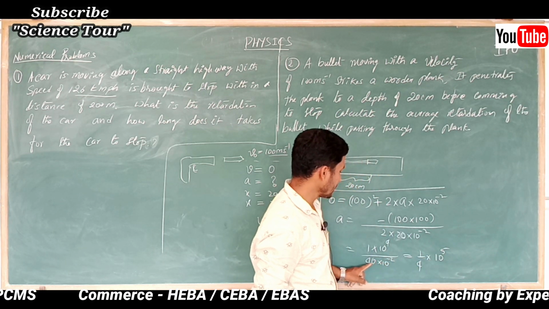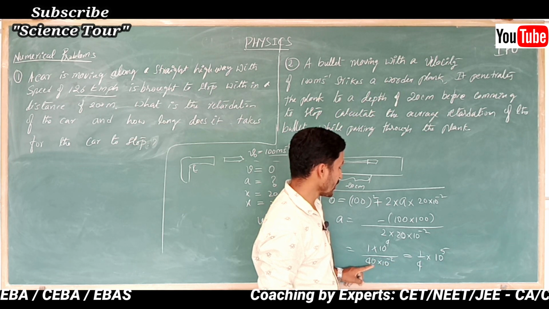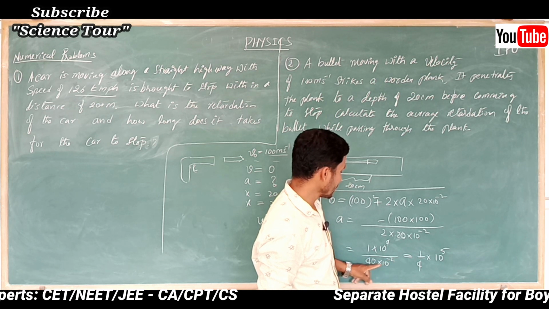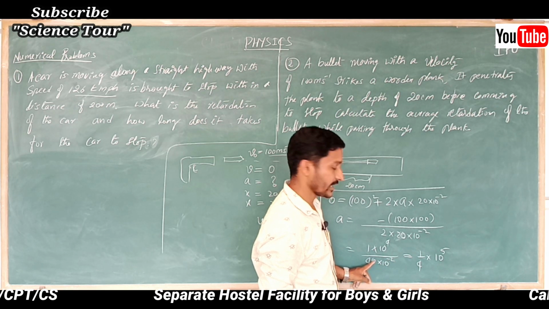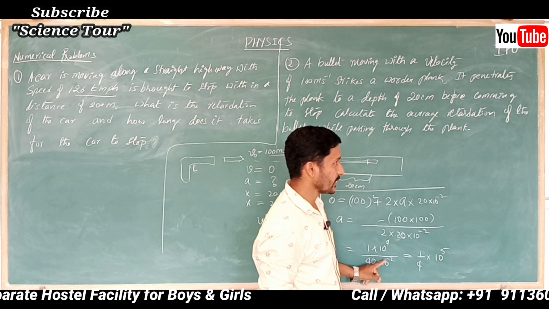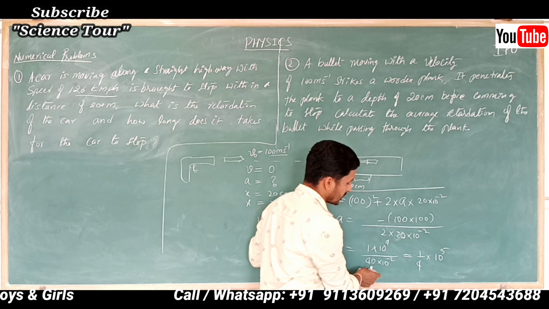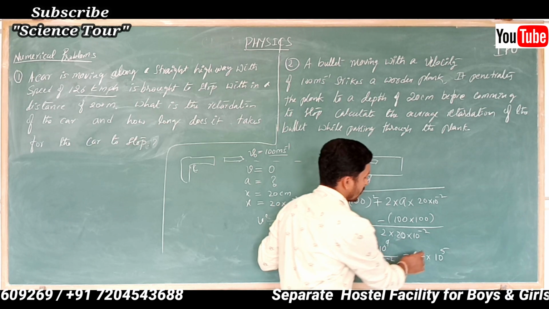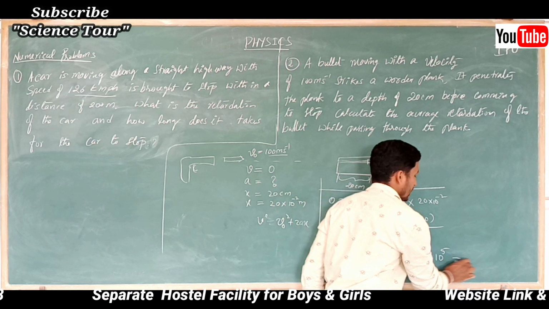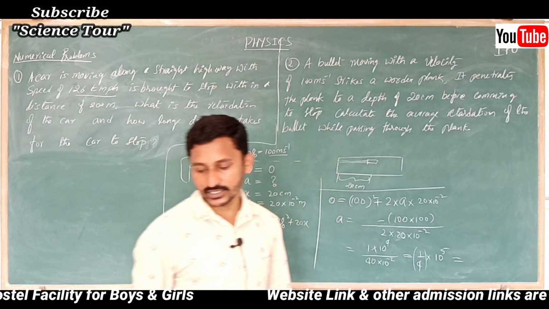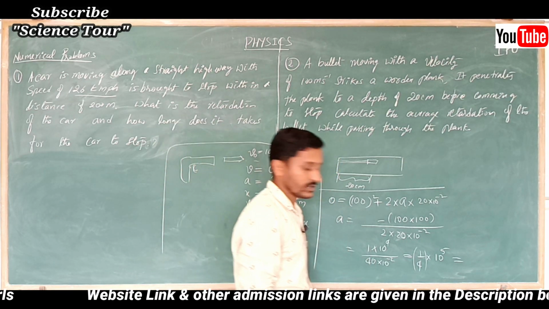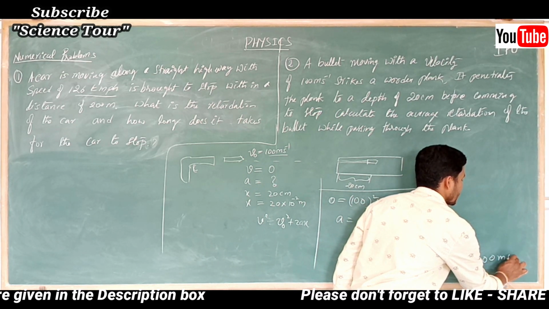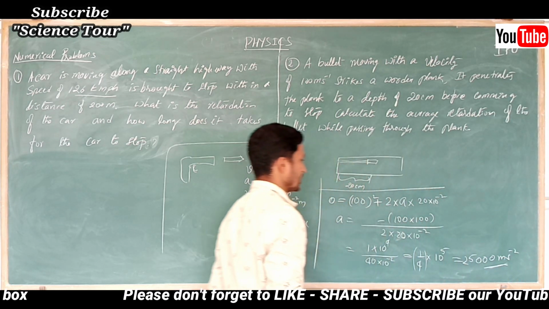Because 10 to the power minus 2 means 40 divided by 100, which is 0.4. Or you can write minus 1 goes here: 40 into 10 to the power minus 1 becomes 4. So minus 1 remaining goes to the numerator, becomes plus 4. So you are going to get 1 by 4 into 10 to the power 5, so that finally you are going to get the answer, that is nothing but 25,000 meter per second square, and this is the answer you are going to get.